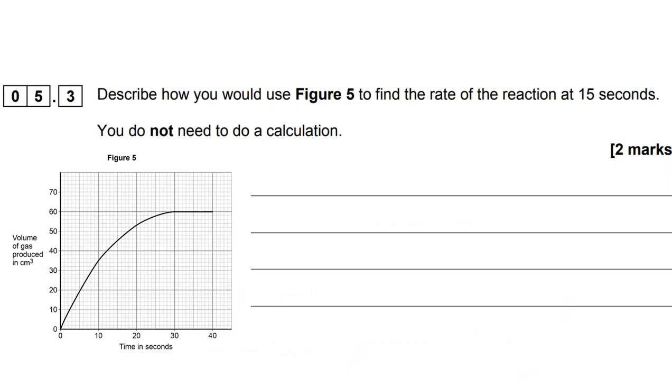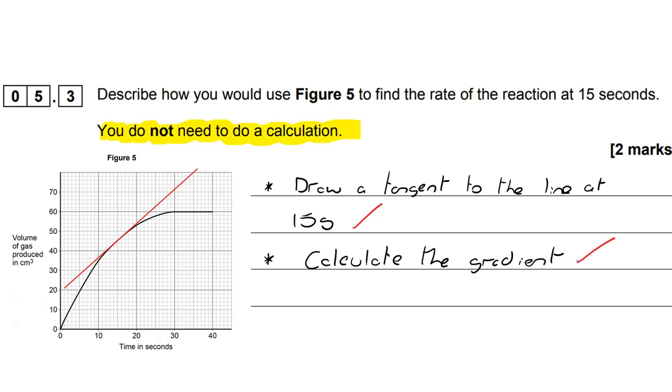On to 5.3, describe how you would use figure 5 to find the rate of the reaction at 15 seconds. Now, bear in mind, you do not need to do the calculation. You simply need to describe the process that would allow you to do it. First thing you would do is draw a tangent to the line at 15 seconds, and you can see I've done that there. It only touches the curve at that point. Once you have the tangent, you can work out the gradient, and that will tell you the rate.